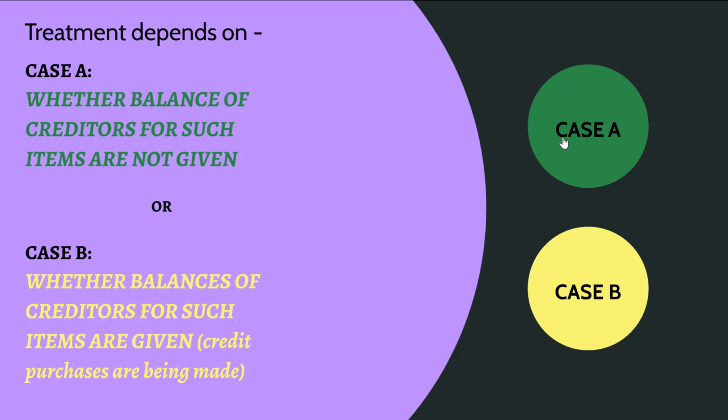In case A, we will consider the situation where the balance of creditors for these items are not given. That is, the credit purchases of such items are not being made. And in case B, we will deal with the situation where the balances of creditors for such items are given, which means we are also making purchases on credit for such items. So let's begin with the first case A.